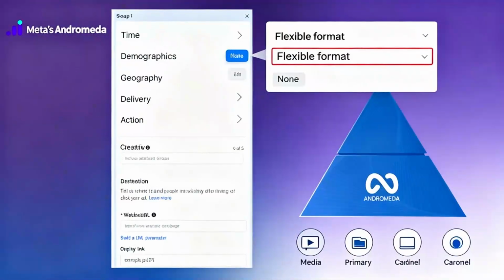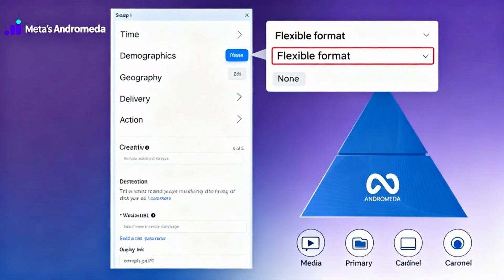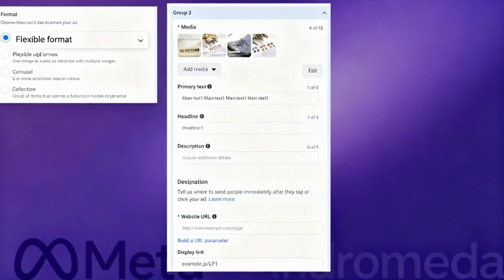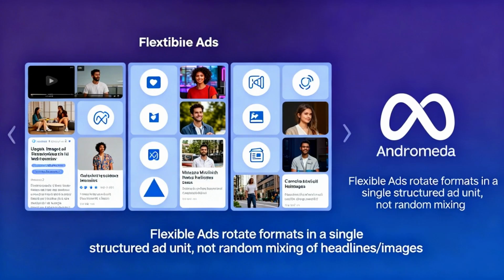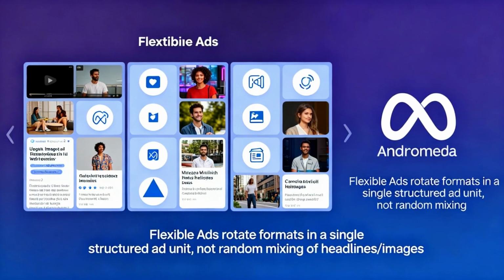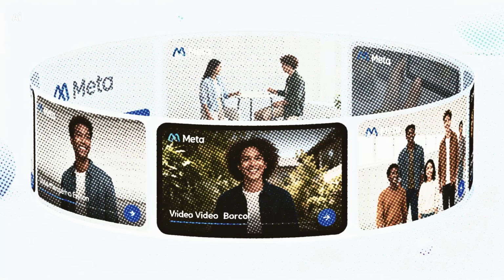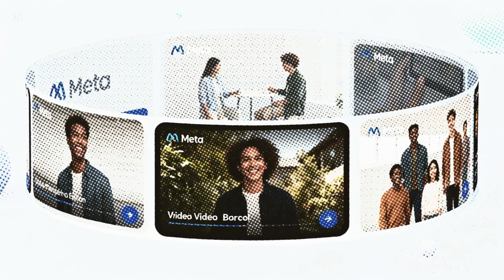Now let's clarify something, because this is where most advertisers misunderstand the feature. Flexible ads are not dynamic creative 2.0. They are not about mixing and matching headlines and images randomly. They are about rotating formats within a single structured ad unit. Under flexible ads, one ad unit can contain multiple media assets, single images, videos, and carousel formats, all tied to the same core message and destination. Instead of launching separate ads for each format, you allow Meta to rotate formats within a unified creative structure.